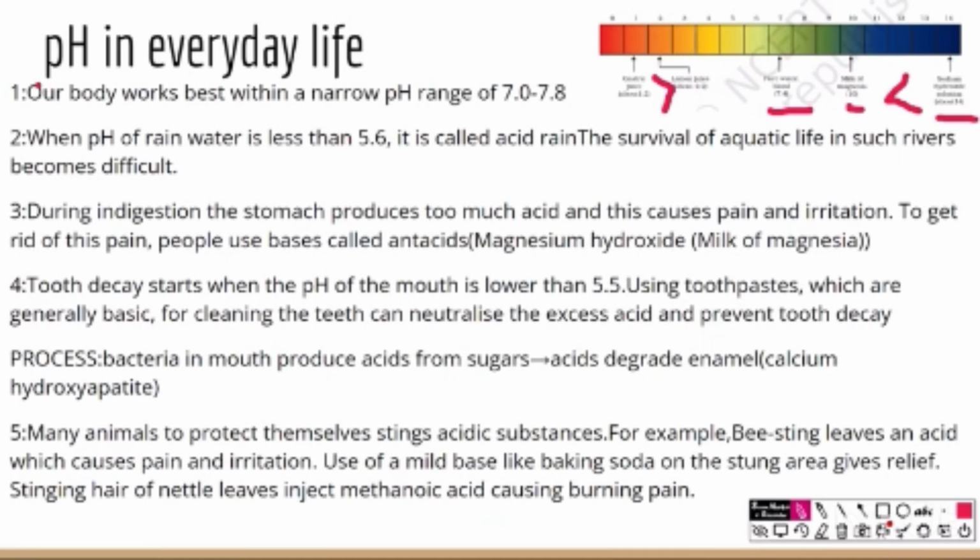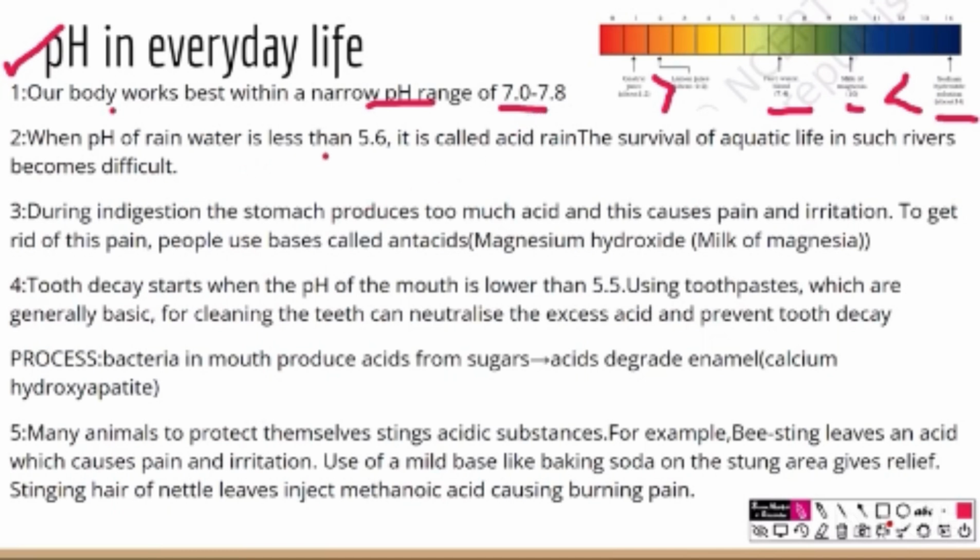Now we have some everyday applications that we see where pH is used. So our body works in a narrow range of pH 7 to 7.8. You can see that our body works in a neutral pH. So all over the body the pH is approximately neutral, 7 to 7.8.